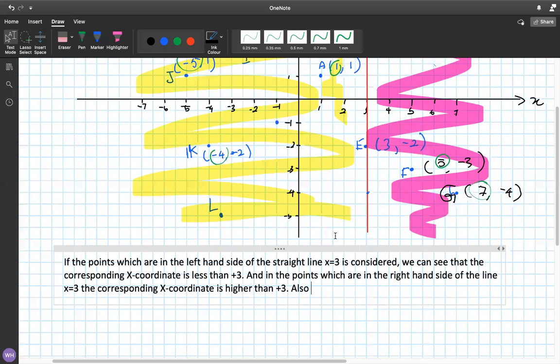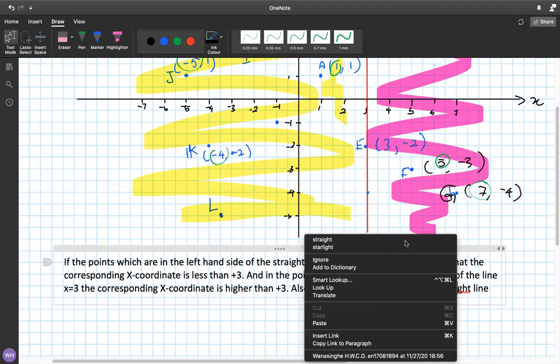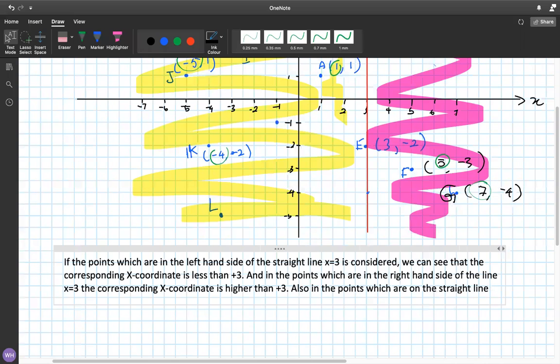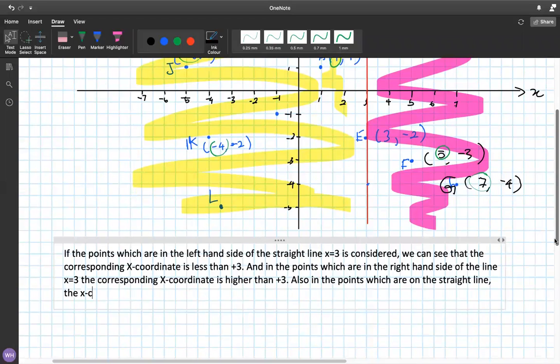Also, the points which are on the straight line, comma, the x coordinate is equal to plus 3.